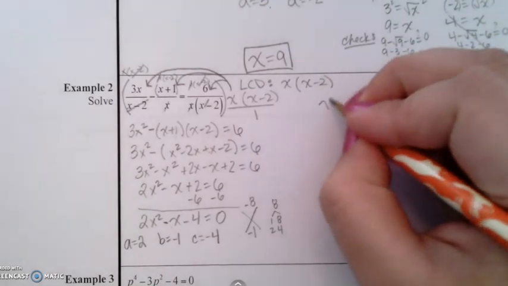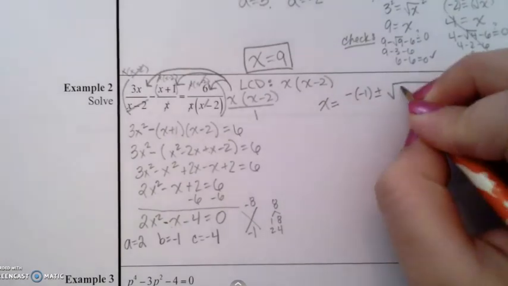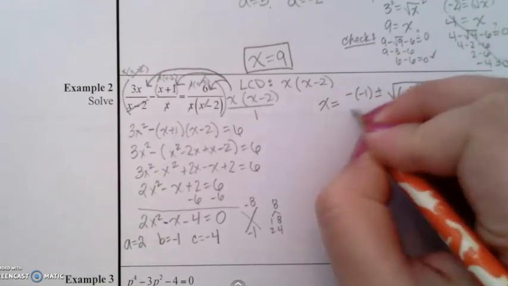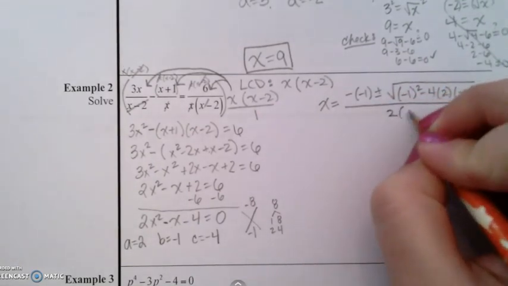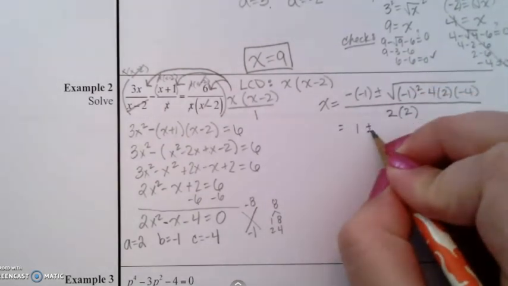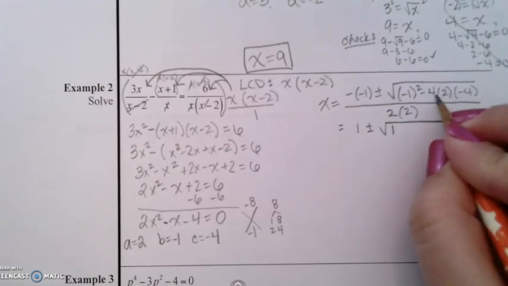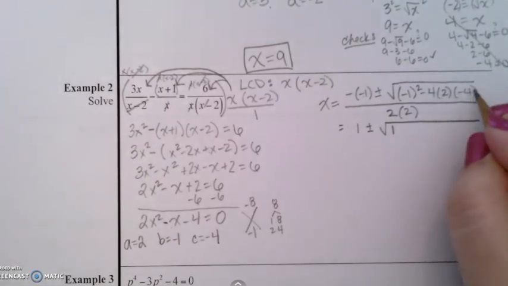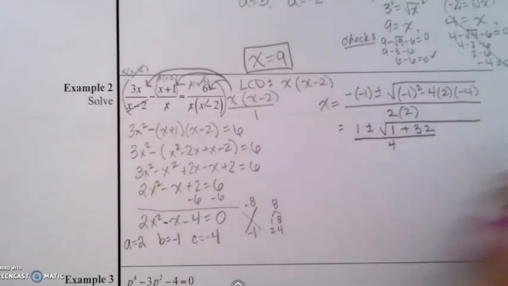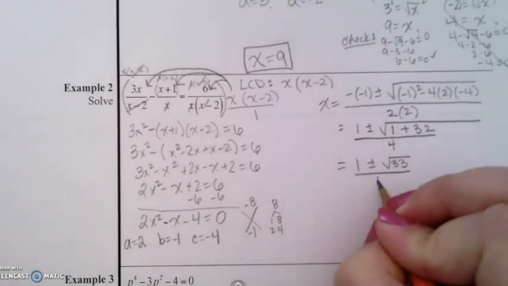All right, so we should have x is equal to -b plus or minus the square root of b squared minus 4ac all over 2a. Negative of a negative is positive, plus or minus the square root of -1 squared becomes positive. -4 times 2 is -8, times -4 is plus 32 over 4. So we have 1 plus or minus the square root of 33 over 4.